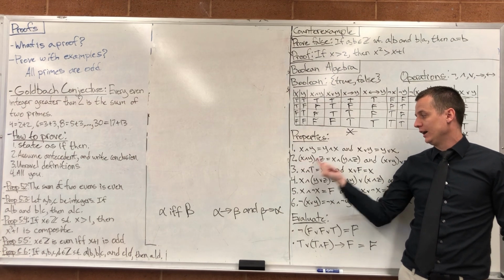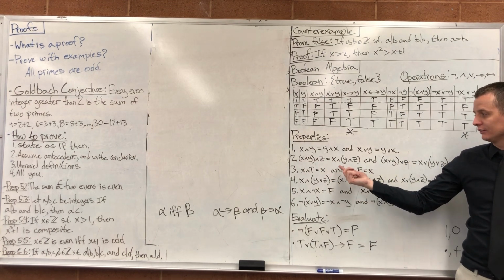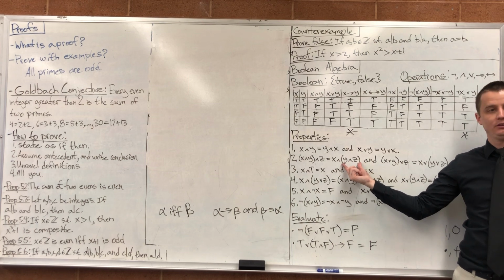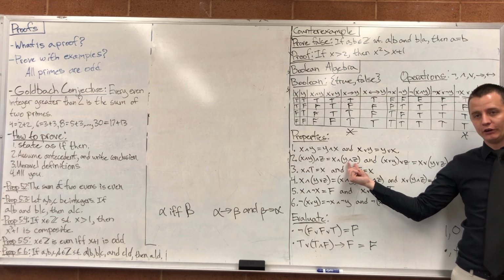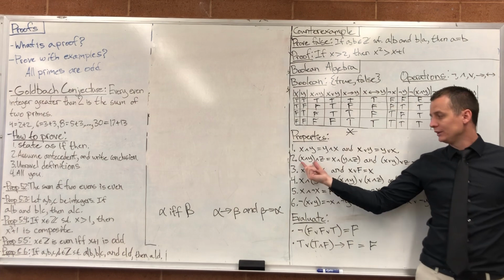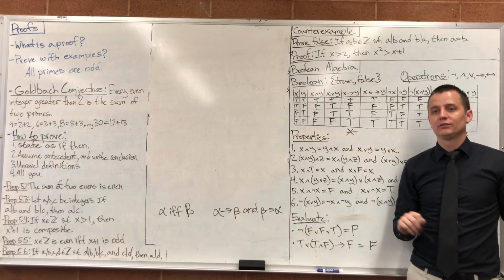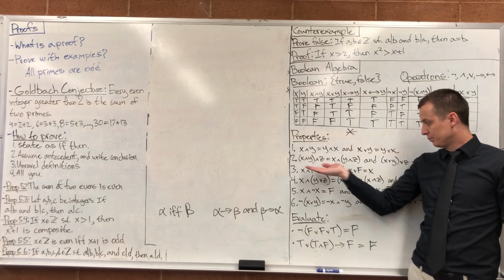Associativity. X and Y, and Z is the same thing as X and Y and Z. We can AND those two together first, then AND it with this. Or we can AND those two together first and then AND it with this. And it gives you the same thing. Again, you'd prove that with the truth table.